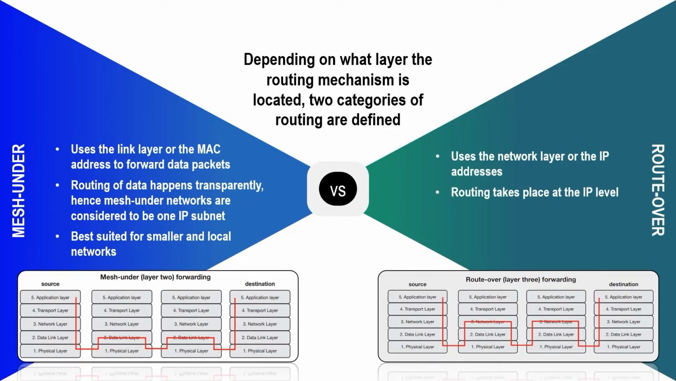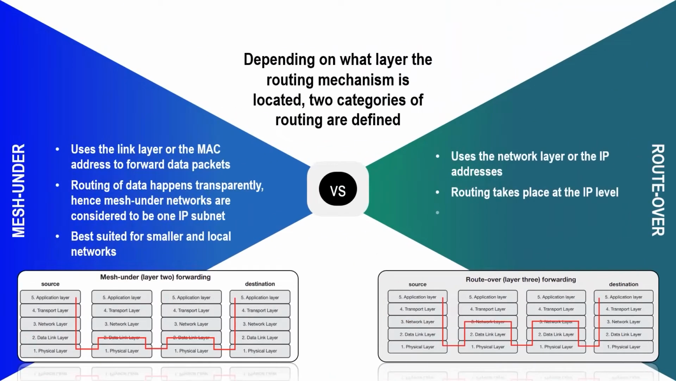Whereas in route over networks, the routing takes place at the IP level. The usage of IP routing provides the foundation for larger, more powerful and scalable networks. Compared to mesh under routing, route over routing features the advantage that most of the protocols used on a standard TCP/IP stack today can be implemented. One such route over routing protocol for IoT is the RPL.